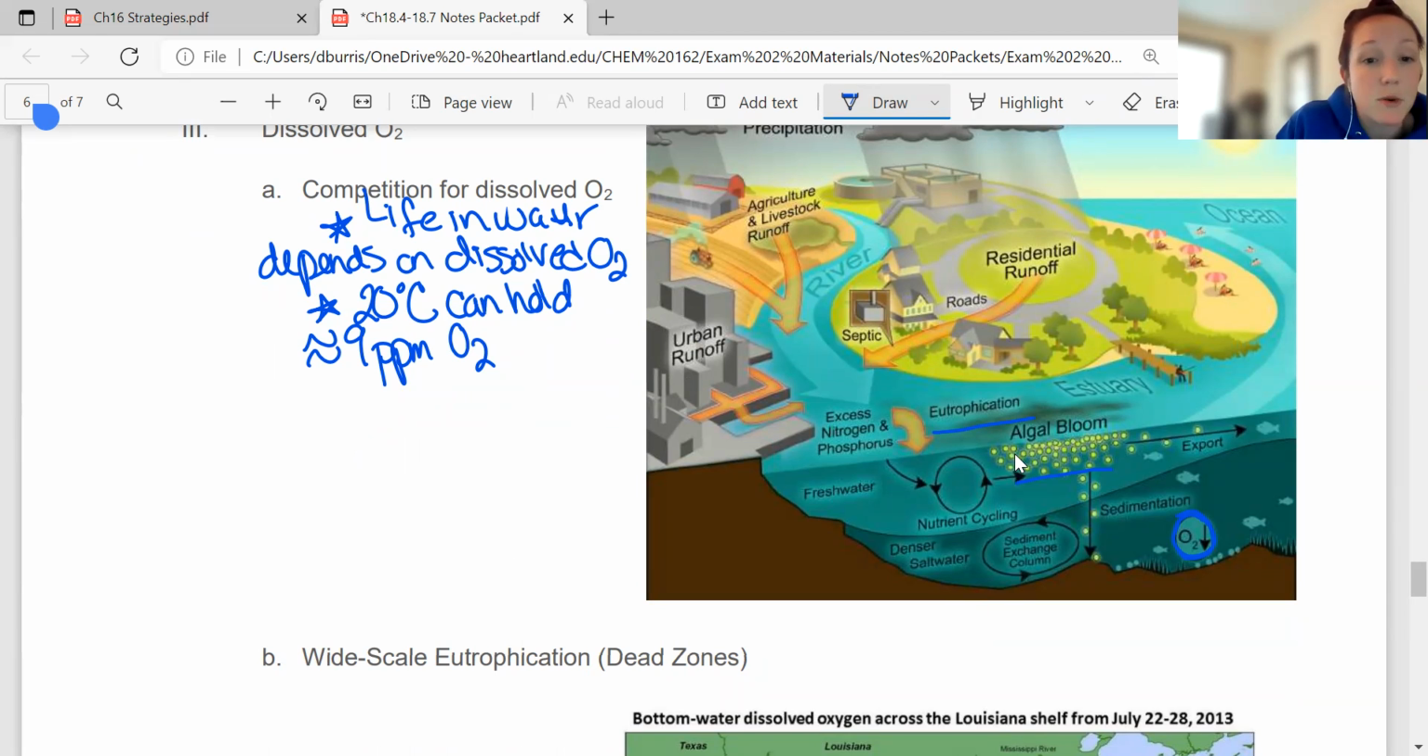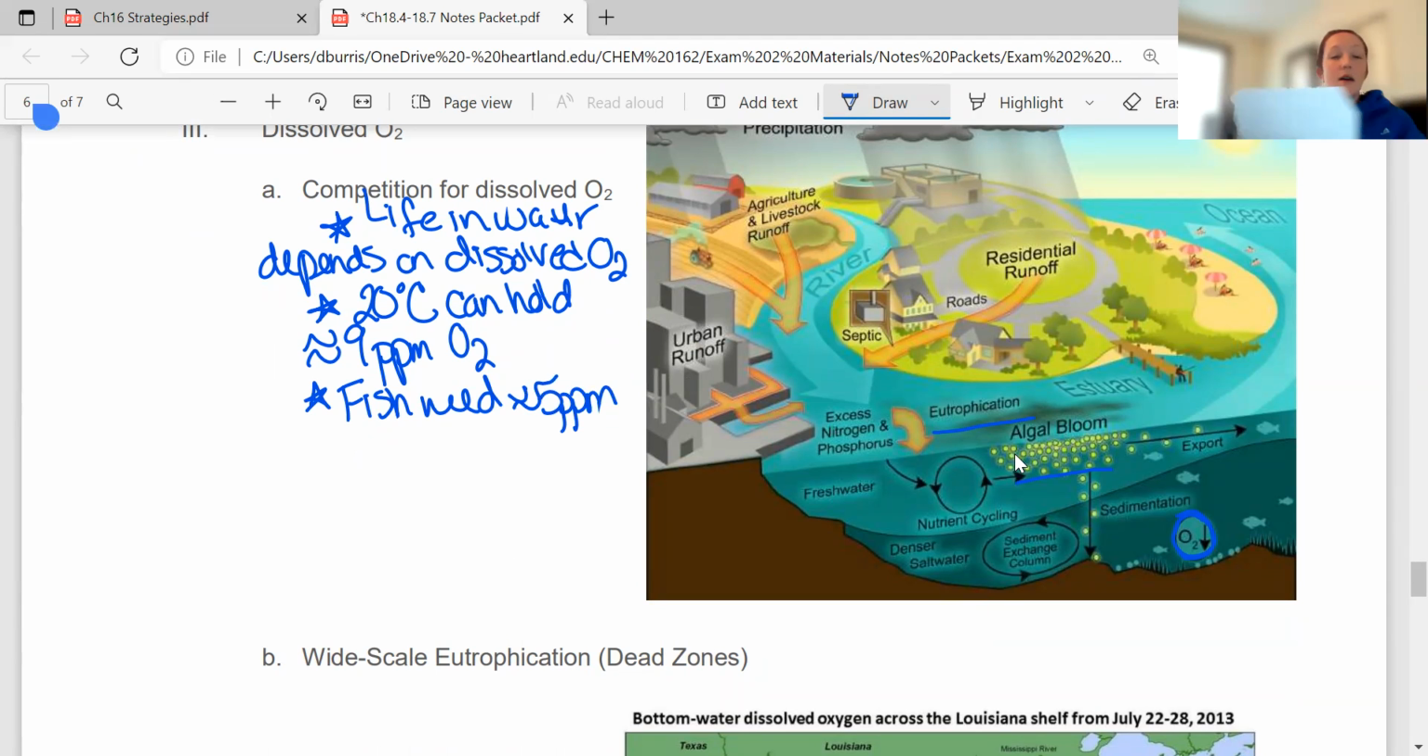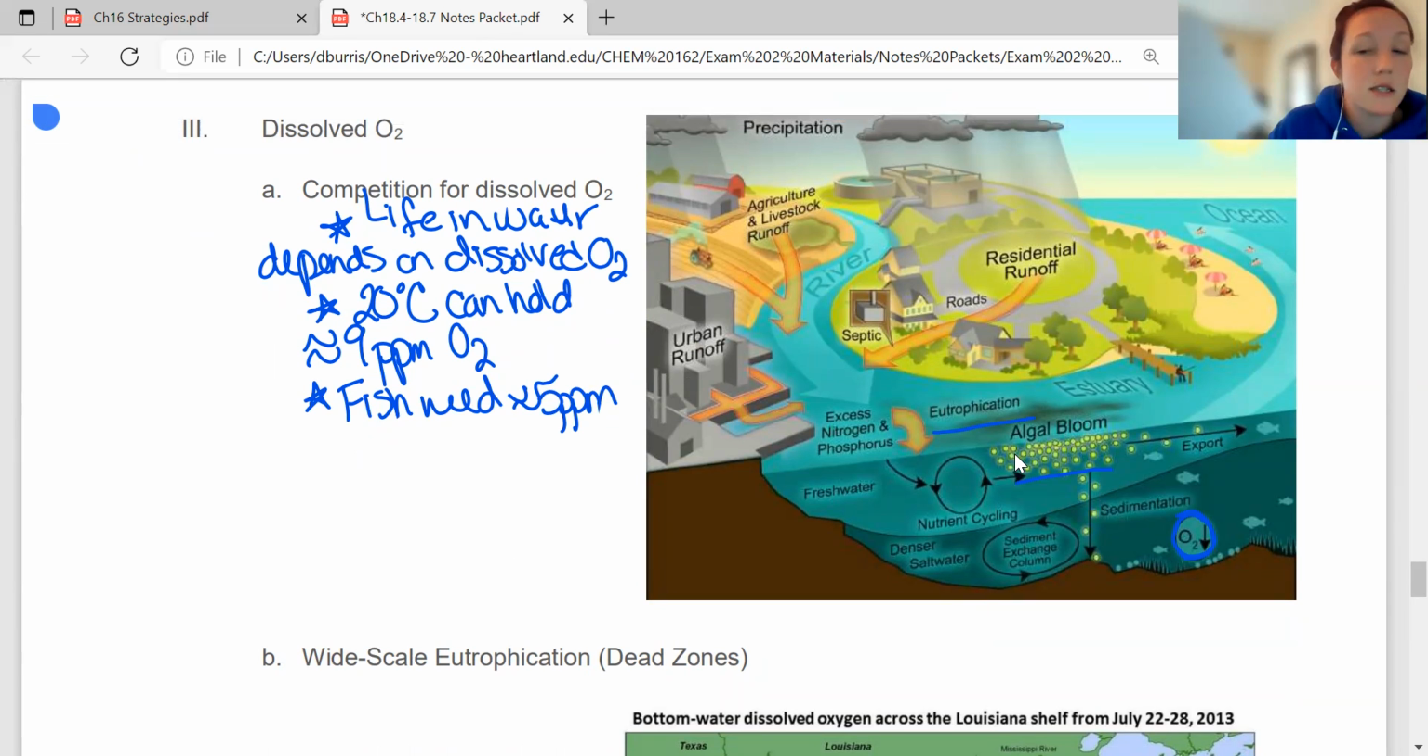Fish need about 5 parts per million. As the temperature of the ocean increases, that also causes less oxygen to be dissolved, which can cause fish to die. But they do need about 5 parts per million. Now, the fish kind of battle it out with algae and bacteria, who also need oxygen. And that's where we can have some issues occur.